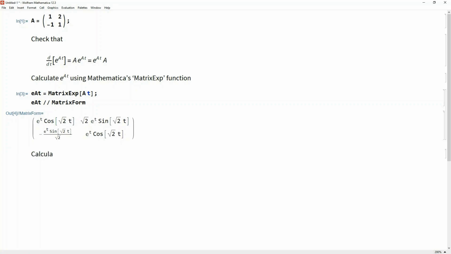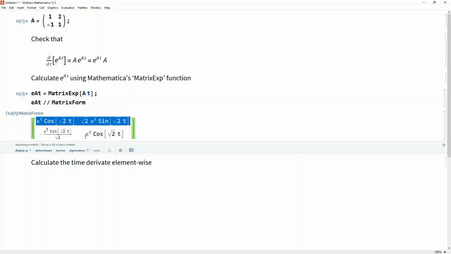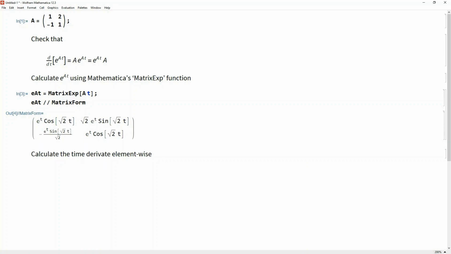And now what we can do is let's calculate the time derivative element-wise. What I mean by that is let's just take the derivative of this first term and the derivative of the second term, the derivative of the third term, the derivative of the fourth term, etc., right? In other words, what we're going to do is calculate manually this left-hand side, okay? This thing, okay? And maybe let's call this another variable. We'll go ahead and do this first. So take the derivative of EAT with respect to t, and let's call this, I don't know, dEATdt, right?